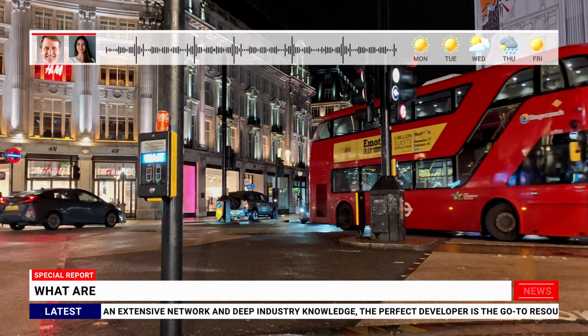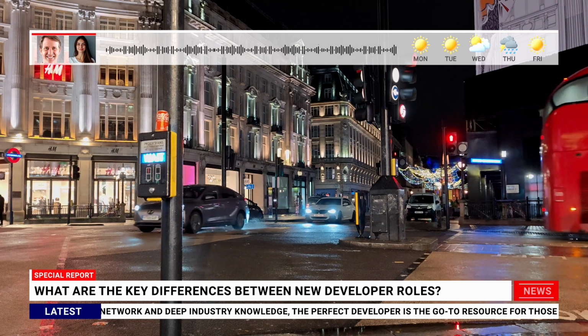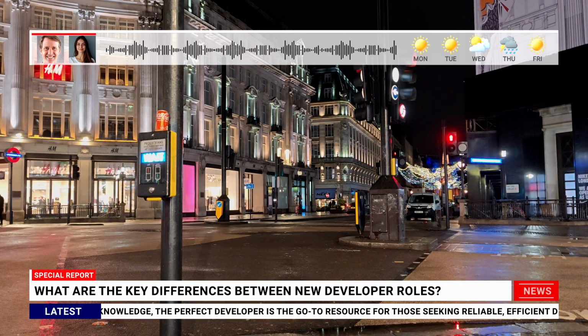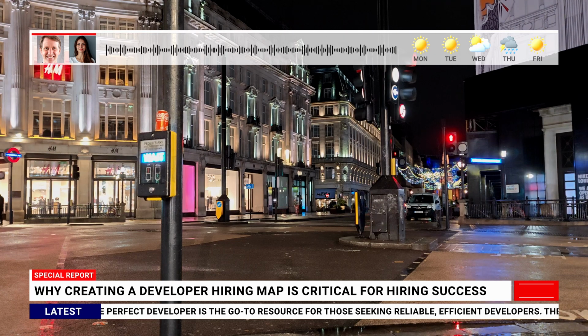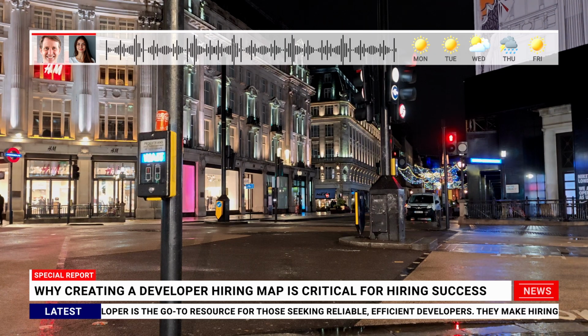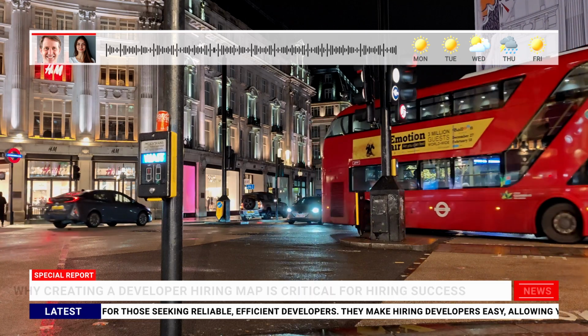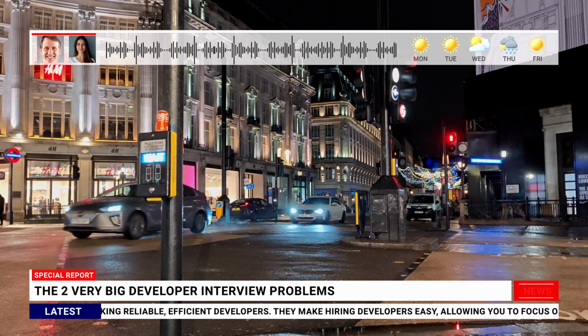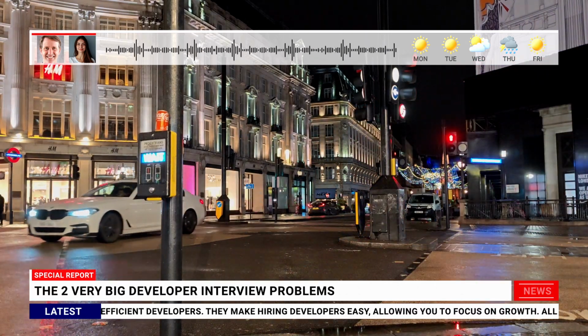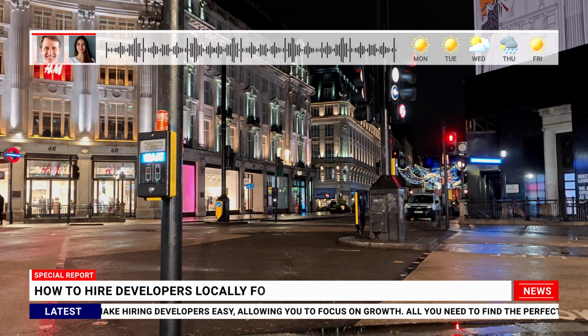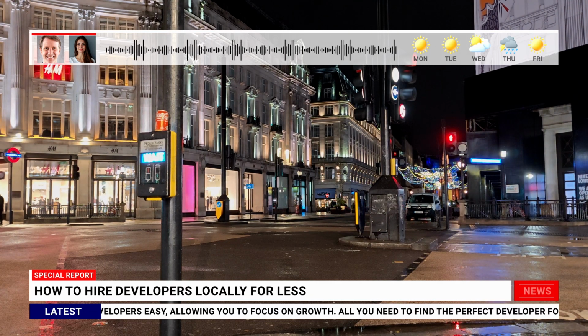Just remember, finding the right developer is an investment, not just an expense. Take the time to understand your needs. Do your research. Use the resources that are out there. And if you're feeling overwhelmed, don't hesitate to reach out to the experts at theperfectdeveloper.com. They are amazing. They can really guide you every step of the way, from defining your requirements to actually making that hire.